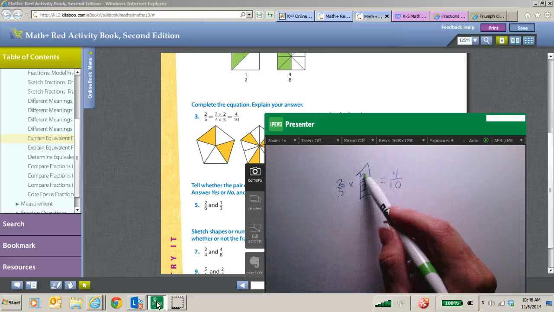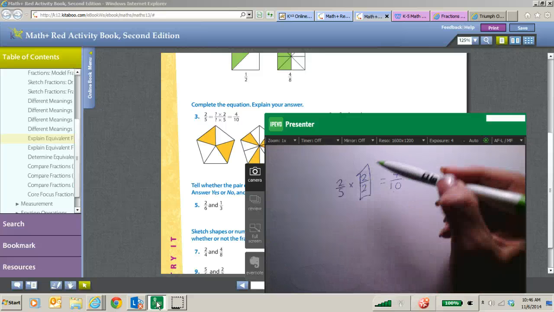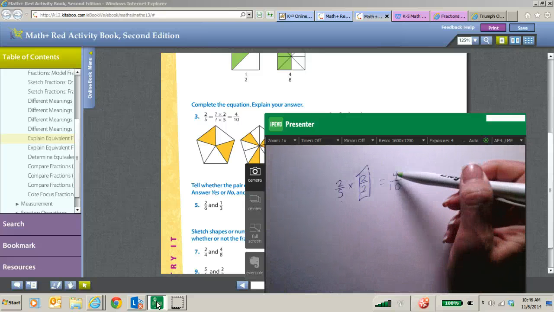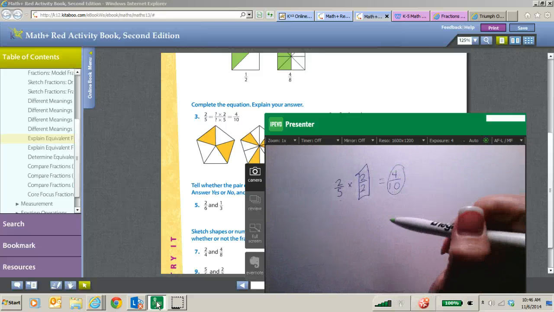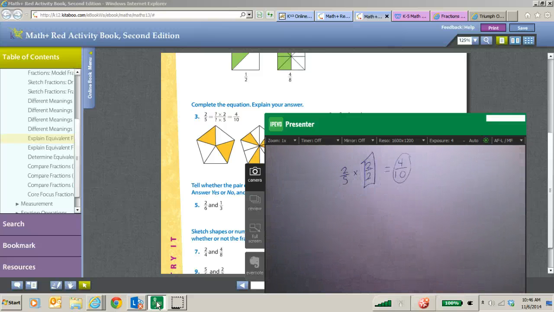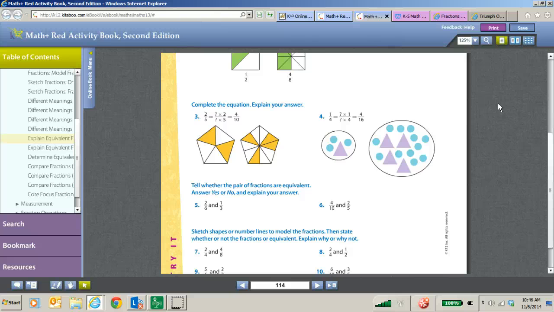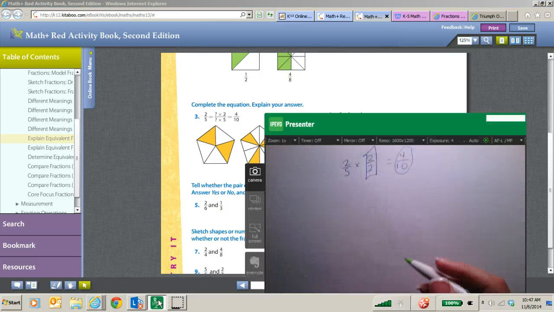2/5, if we multiply that by 1 whole, which we can represent as 2/2, is the same as 4/10. And this is going to be really important as they move through and begin comparing fractions. This says tell whether the pair of fractions are equivalent. Answer yes or no. Well, just by looking at them, they may not know. So let's look at that document camera again.